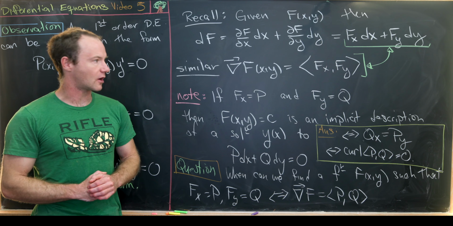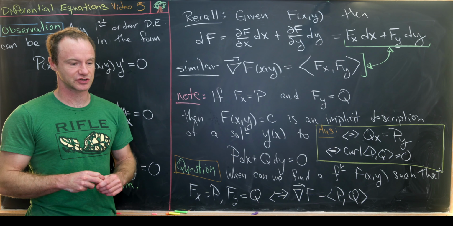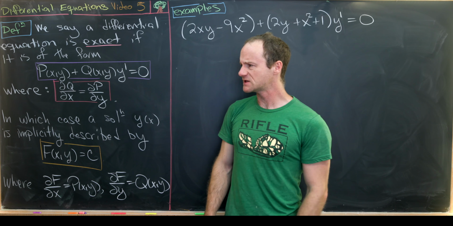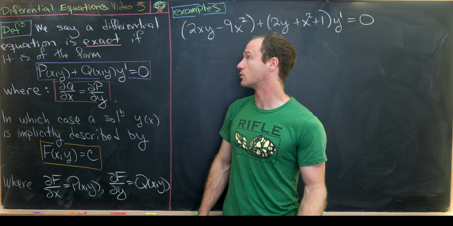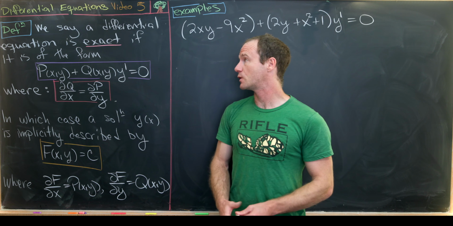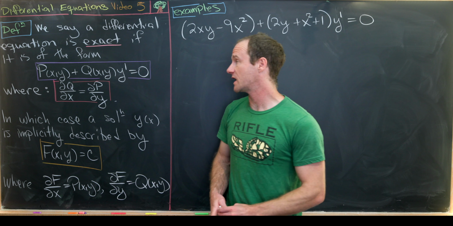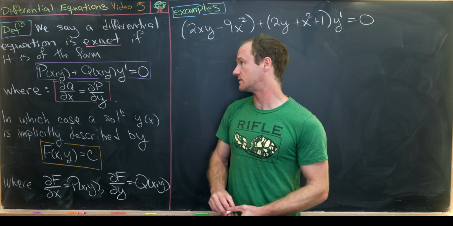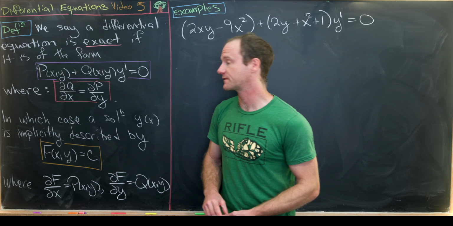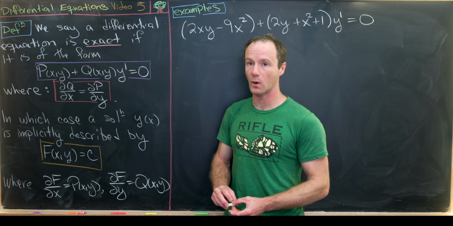Okay, so now that we've done all of that buildup, let's get that definition of an exact differential equation on the board, and then we'll start to solve some of them. So based off the development that we saw on the last board, we have the following definition. We say a differential equation is exact if it's of the form P(x,y) plus Q(x,y) times y prime equals 0, where the partial of Q with respect to x is equal to the partial of P with respect to y.